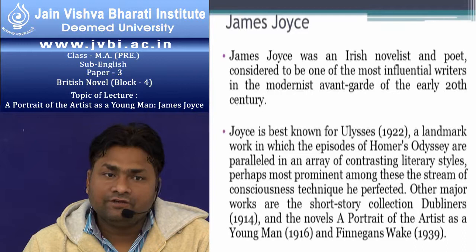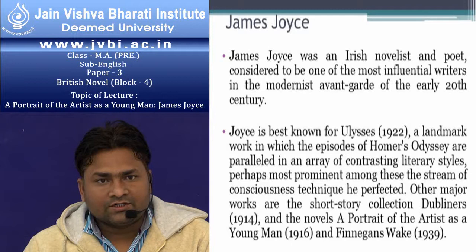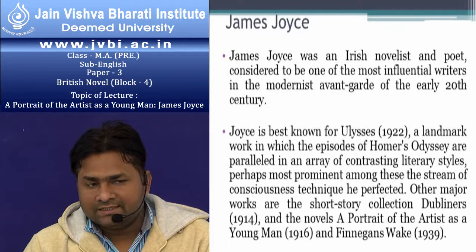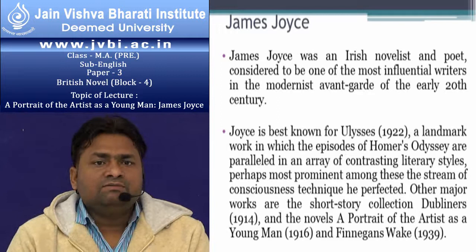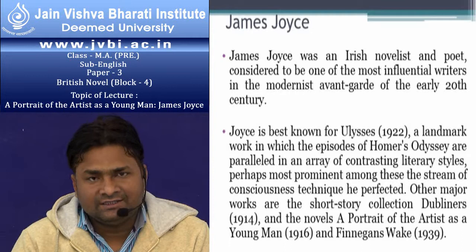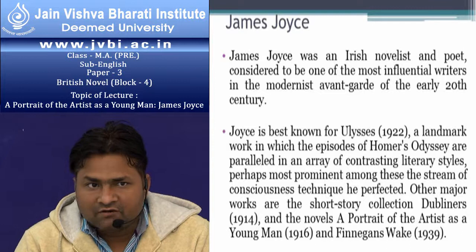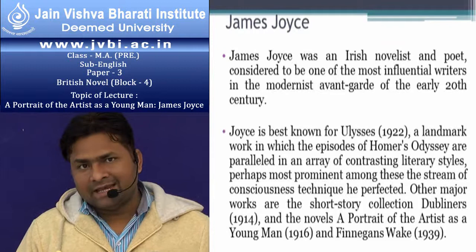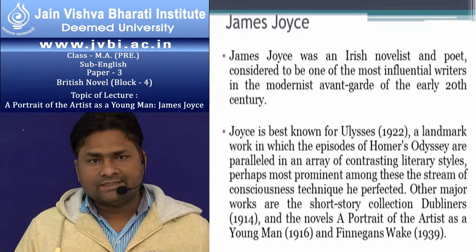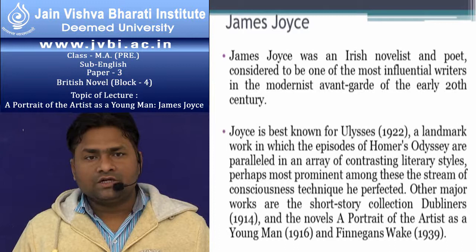Other major works are the short story collection Dubliners, and the novels A Portrait of the Artist as a Young Man, and Finnegans Wake. So these are other works written by James Joyce. As we were talking, my dear friends, about the stream of consciousness technique that he perfected, it is usually found in his works. This is the special feature found in his novels also. We will be talking about the stream of consciousness technique and its presentation in his works in the coming slides.